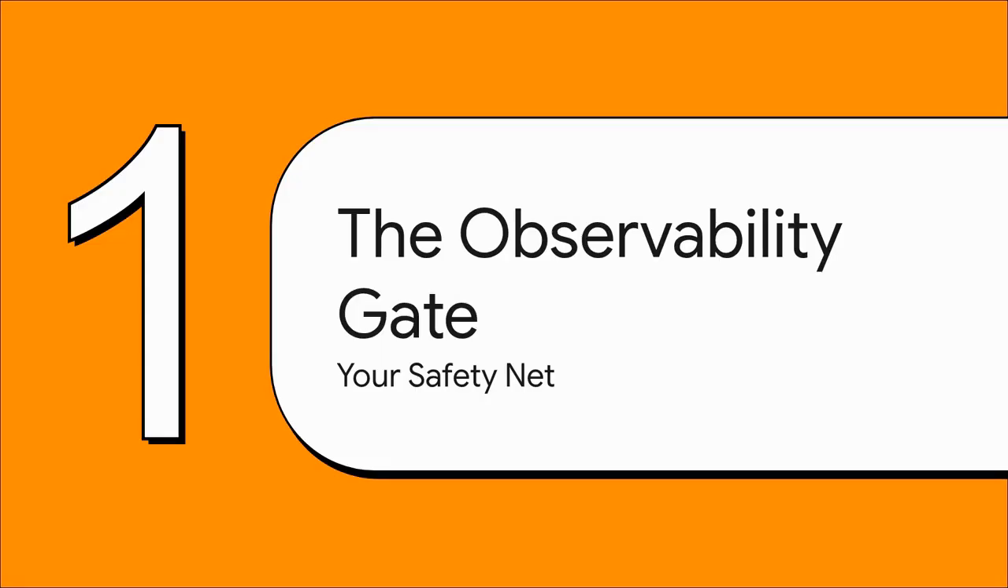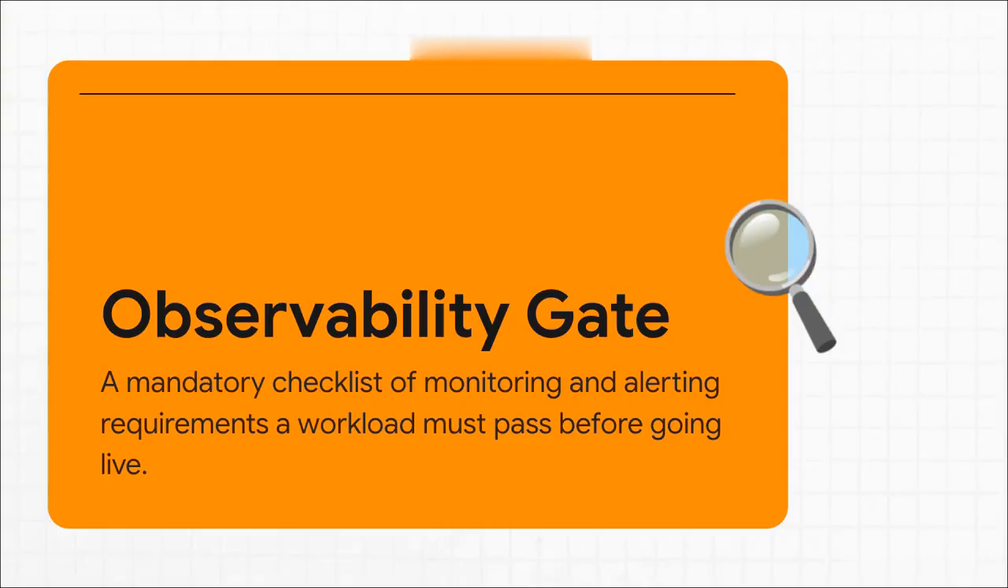And that brings us to a concept that I believe is completely non-negotiable for any modern app. We're going to call it the Observability Gate. And you should really think of it as your last and probably most important safety net. So what is this thing really? Well, to put it simply, the Observability Gate is just a mandatory checklist. It's a list of monitoring and alerting requirements that every single workload has to pass before it's allowed to go live. No exceptions. This isn't some nice-to-have item you get to later. This is the price of admission to get into production.